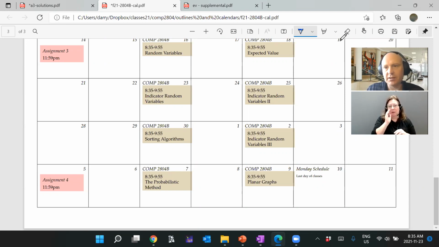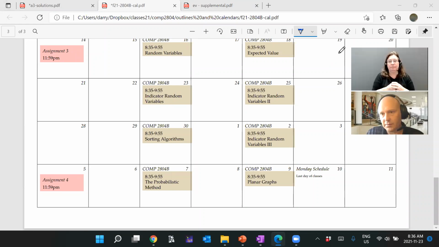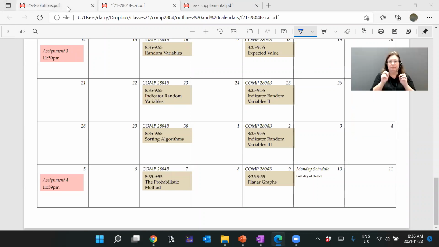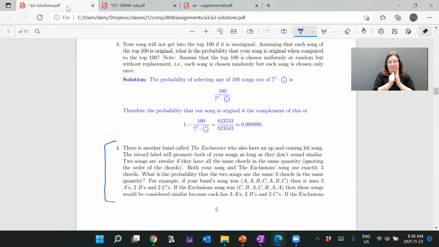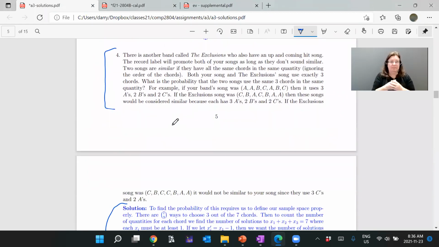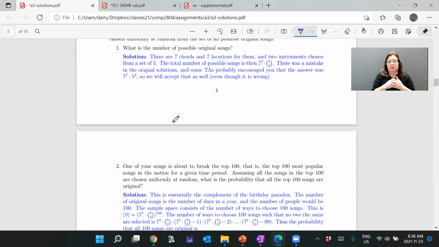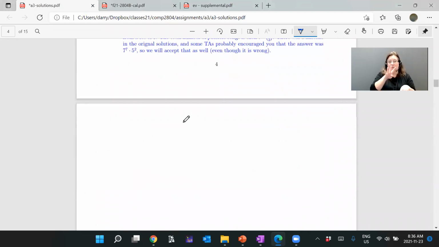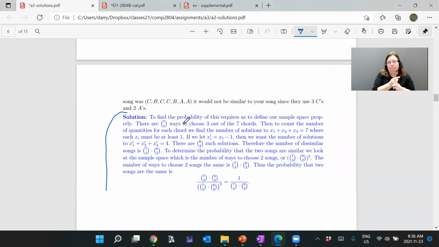I do want to address, sorry, I have to move stuff around a bit here. Okay, I do want to address assignment 3. It was brought to my attention by Sam Haskins that the solution to question 4.4 was not correct. So I posted a new solution.